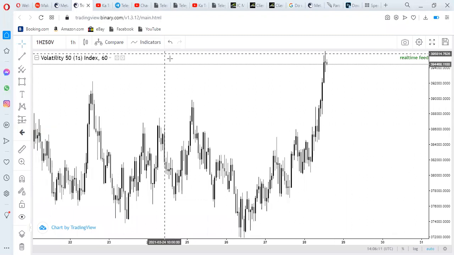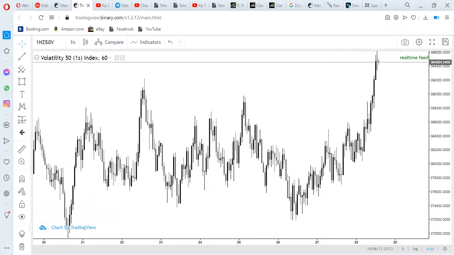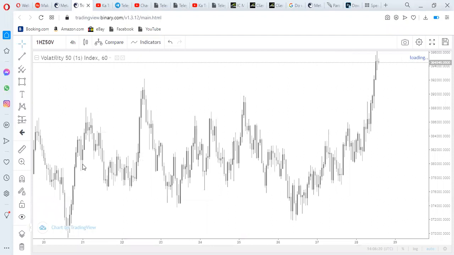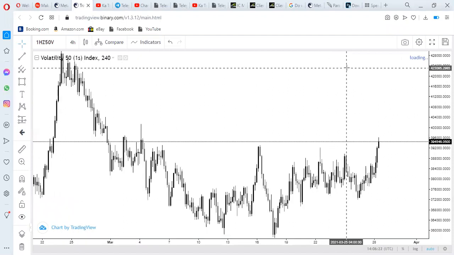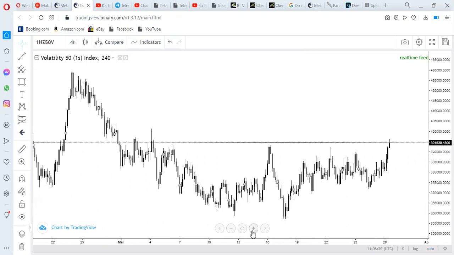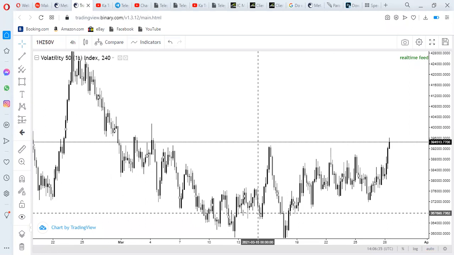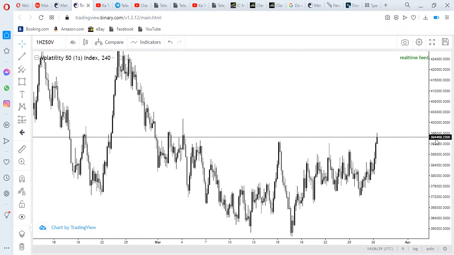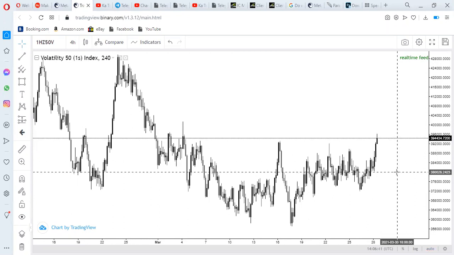So looking at here, yes, 1 hour, let's go to the 4 hours time frame, because we always look for the directional bias from the 4 hours and the daily time frame. If you look at the 4 hours time frame, there's no trend here. If you're a beginner, you can't even identify a trend structure.